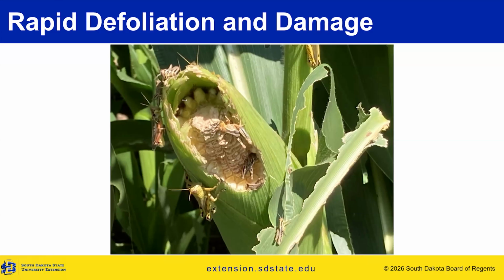Anytime we have an insect feeding directly on corn, the ear, or in soybean, the pods, whatever crop it is, if it's feeding on the part we need to harvest, the threshold for that gets very, very low because we do not want to have that type of damage present.